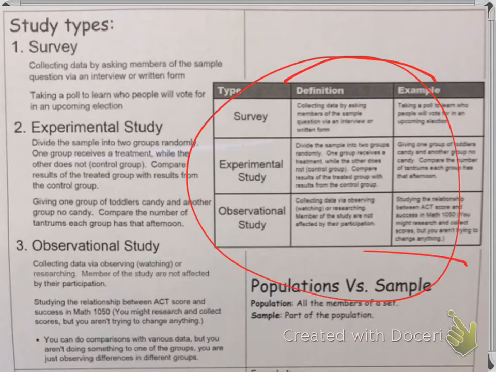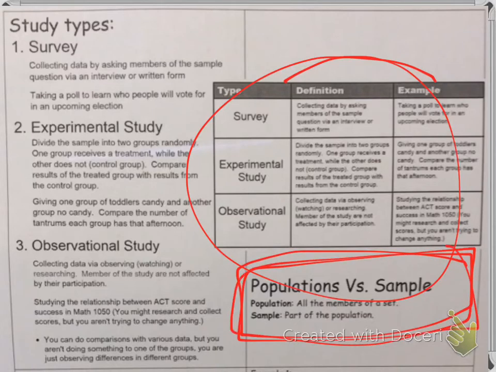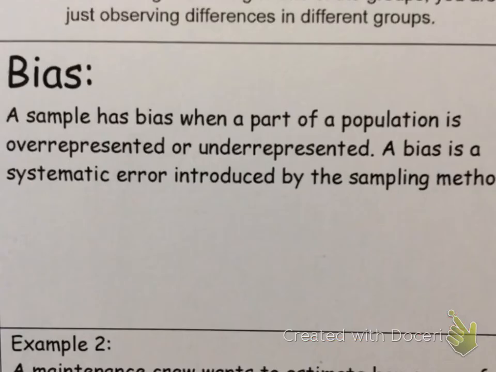Then just the last thing that there's going to be some questions on your homework today is populations versus sample. Populations are all the members of the set, and sample are just part of that. So for instance, if I wanted to ask all of the members of Mill Creek a question, the population would be all of the members of Mill Creek. The sample would be the seniors at Mill Creek or the juniors of Mill Creek. So part of that entire group that I want to do my sampling or questions with.